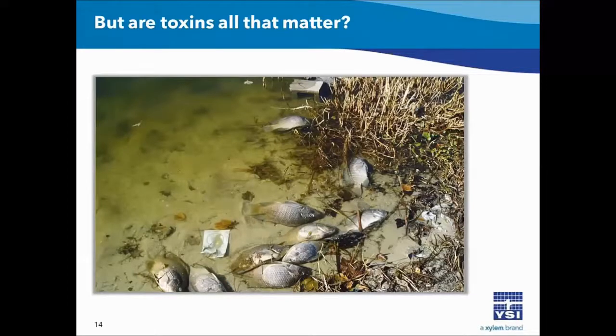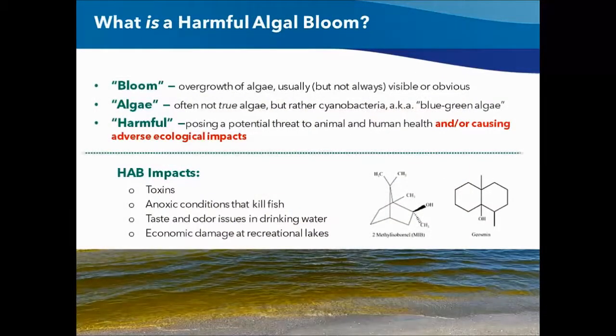Here's one example that many of us have experienced, quite unfortunately, and that's a fish kill. A lot of people think these fish are dying because of exposure to those toxins, and certainly in some marine harmful algal blooms, that's the case, but in freshwater blooms, often what kills these fish are anoxic conditions that are caused by the harmful algal bloom. So when we talk about harmful, the impacts can be about a lot more than just animal and human health. It can also be about causing adverse ecological impacts. Anoxic conditions that kill fish is a great example of that.